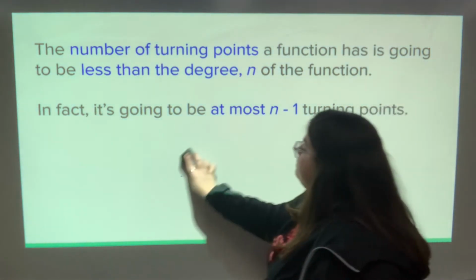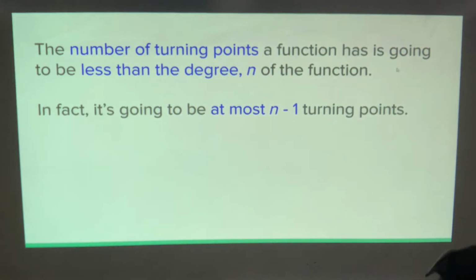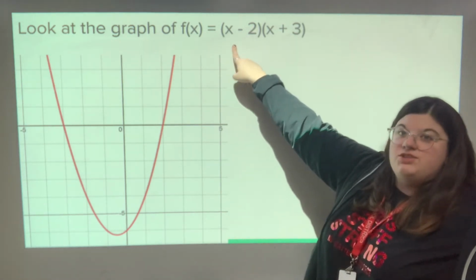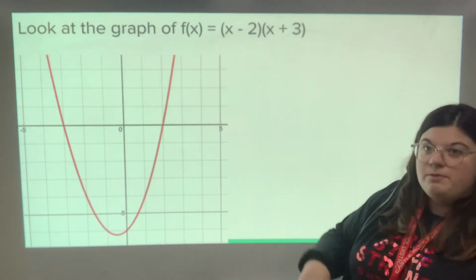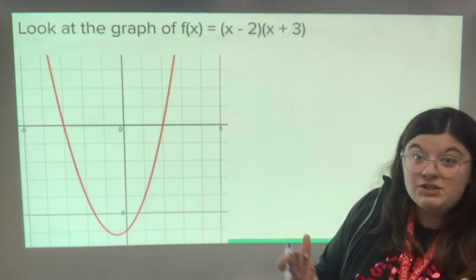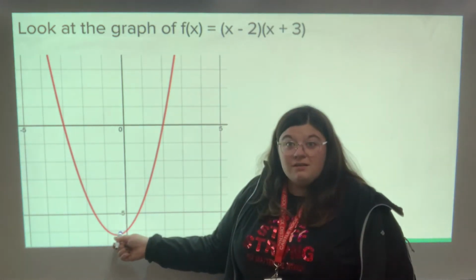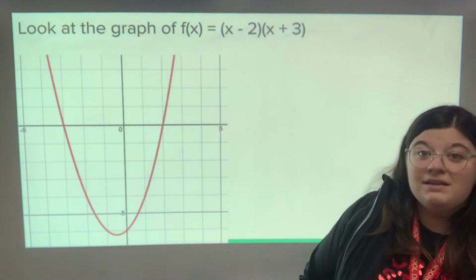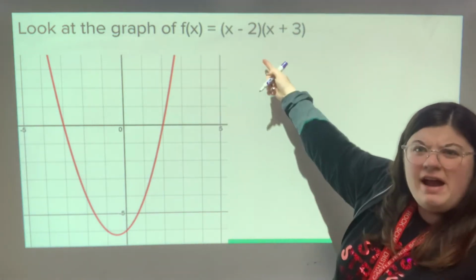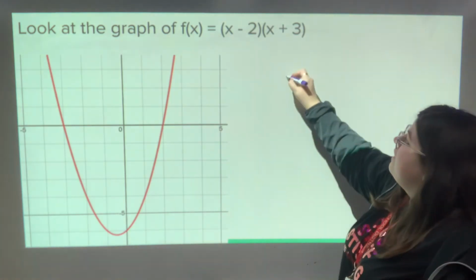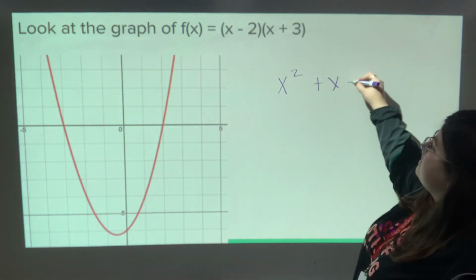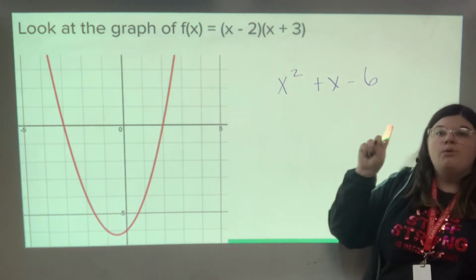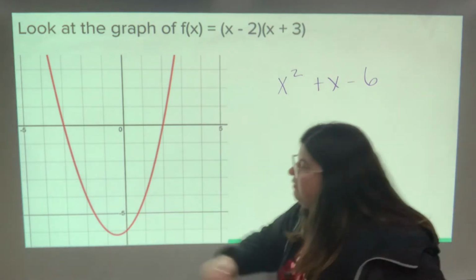We're going to look at the example that we just talked about earlier. So again, we're back to here with our function f of x equals x minus 2 times x plus 3. It's in intercept form, right? If we had to identify a turning point, boom, right there. It's also a global minimum, right? And this thing has a degree of 2. If I factored all of this out, right, we saw that we had x squared plus x minus 6. This thing has a degree of 2, so it can have at most 1 turning point. Again, we see that right there, right?